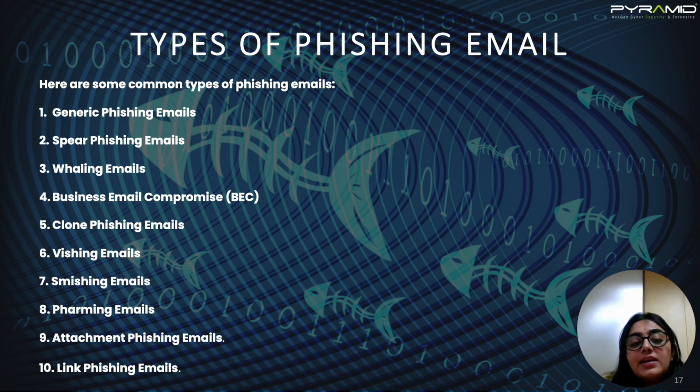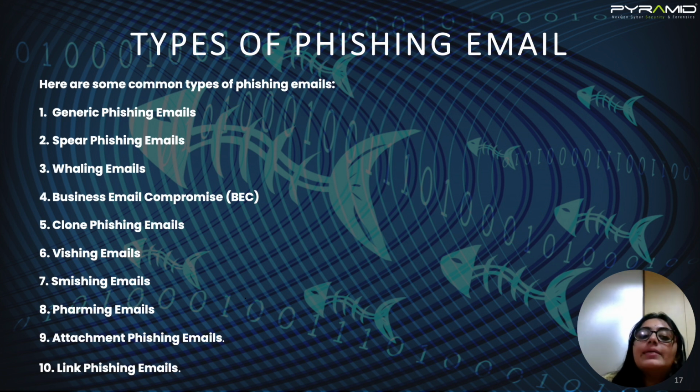Fourth is BEC, which is Business Email Compromise. This attack focuses on compromising legitimate email accounts, often belonging to high-ranking executives. Attackers then use these compromised accounts to request fraudulent wire transfers or sensitive business information, as we saw in that case study. Fifth is clone phishing email. This involves attackers creating nearly identical copies of legitimate emails that victims have previously received.